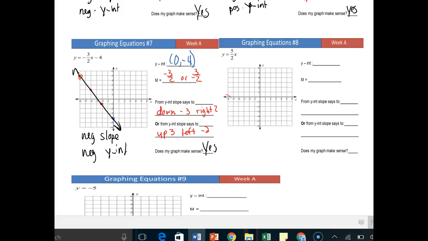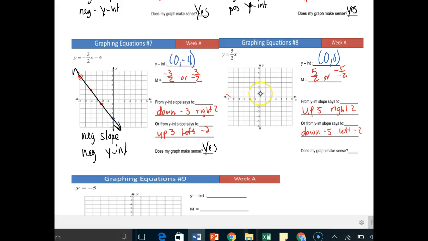Notice in this one, you're like, where's my y-intercept? Well, again, if the y-intercept is not there, then the y-intercept is 0. It's the origin, 0, 0. We learned that yesterday. The slope in this case is positive, so +5 over 2 or -5 over -2, right? Being able to switch back and forth from positive to negative is important. So from the slope, I can move up +5 and right +2, or down -5 and left -2.